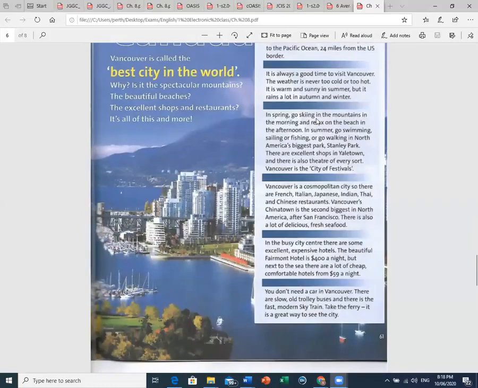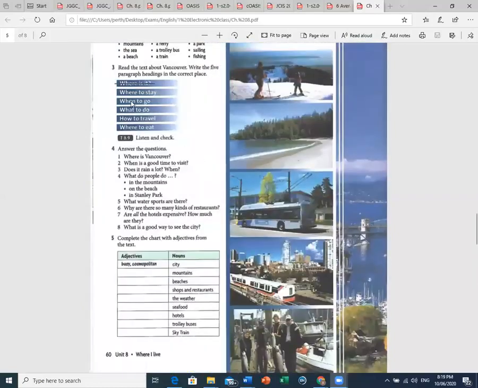In this paragraph: in spring, go skiing in the mountains in the morning and relax on the beach in the afternoon. In summer, go swimming, sailing or fishing, or go walking in North America's biggest park, Stanley Park. There are excellent shops, and there is also theater of every sort. Vancouver is the city of festivals. So here the writer is talking about the potential activities, so the heading should be what to do.